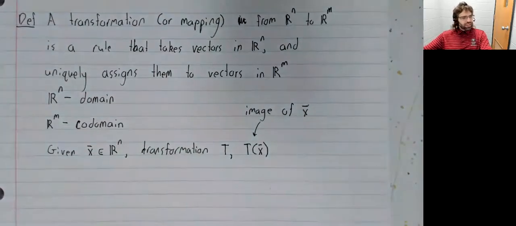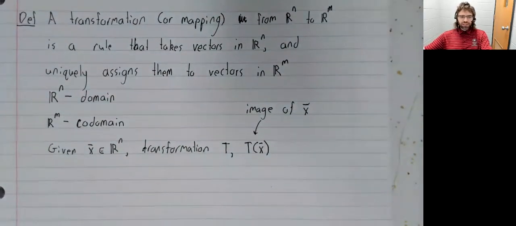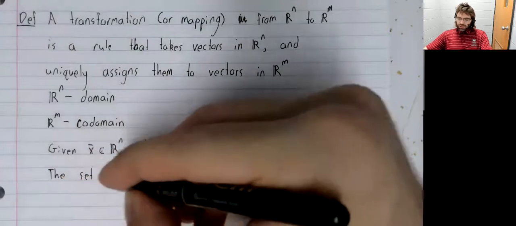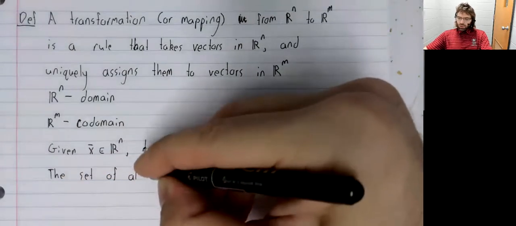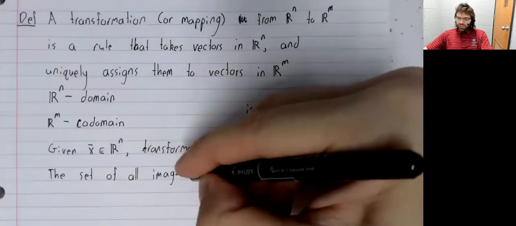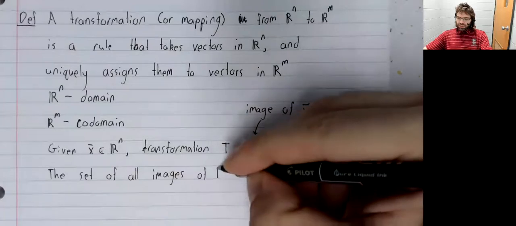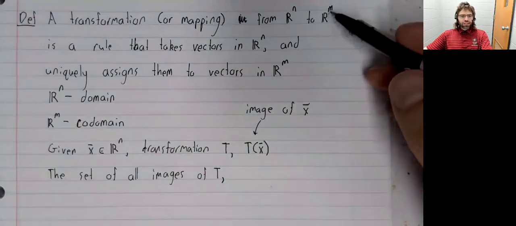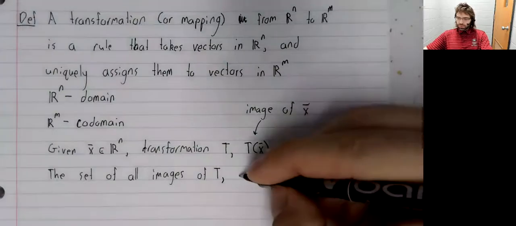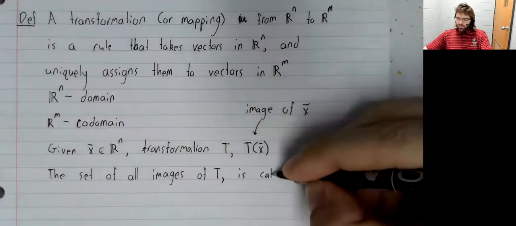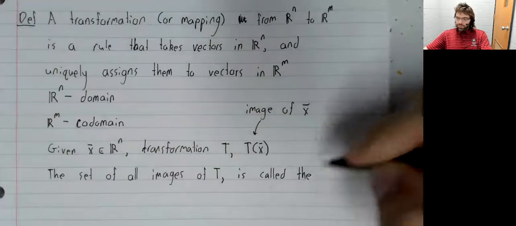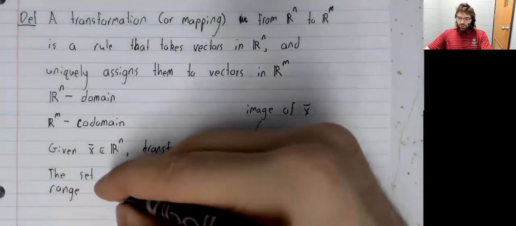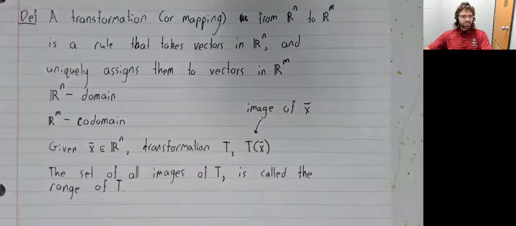Another definition that we have for functions, which generalizes naturally, the set of all the images of T. So the set of all vectors in Rm that are actually mapped to is called the range of T.